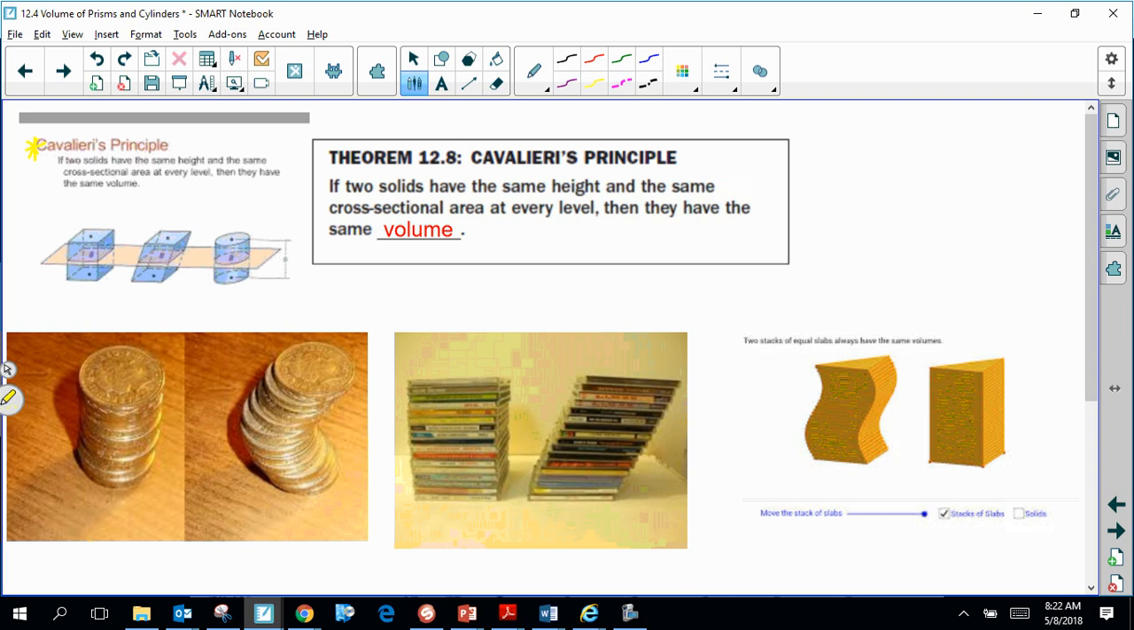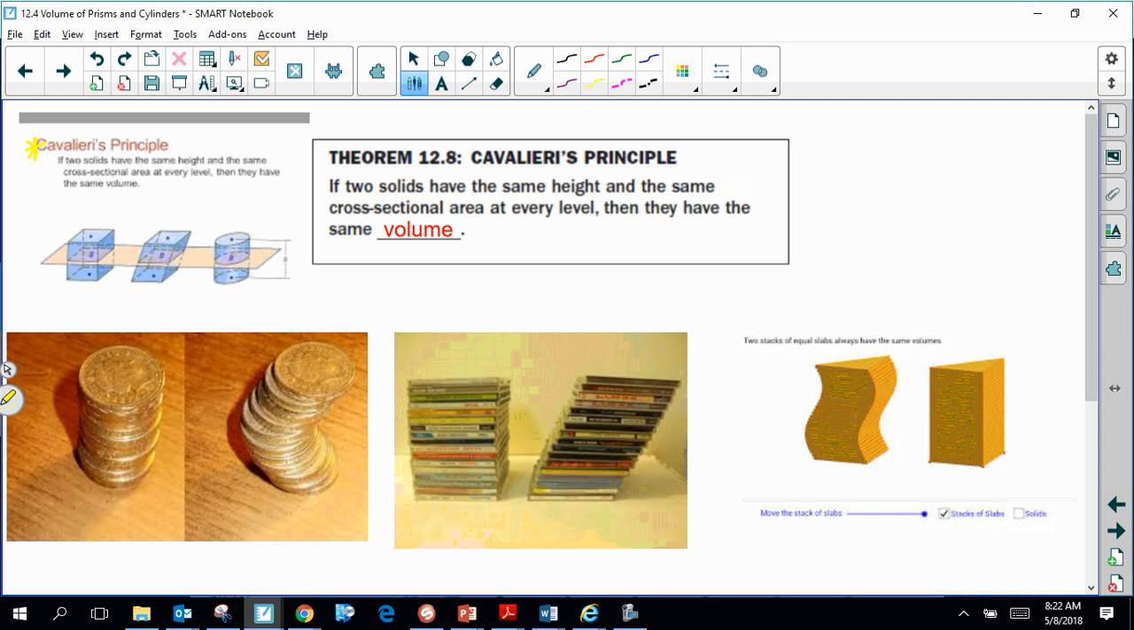So you see we have a stack of coins representing a cylinder on the bottom left. Well, if I take that same stack of coins and make it to where it's not perpendicular anymore, the volume doesn't change because it's still the same amount of volume that made up the original cylinder. Same thing with the stack of CDs.